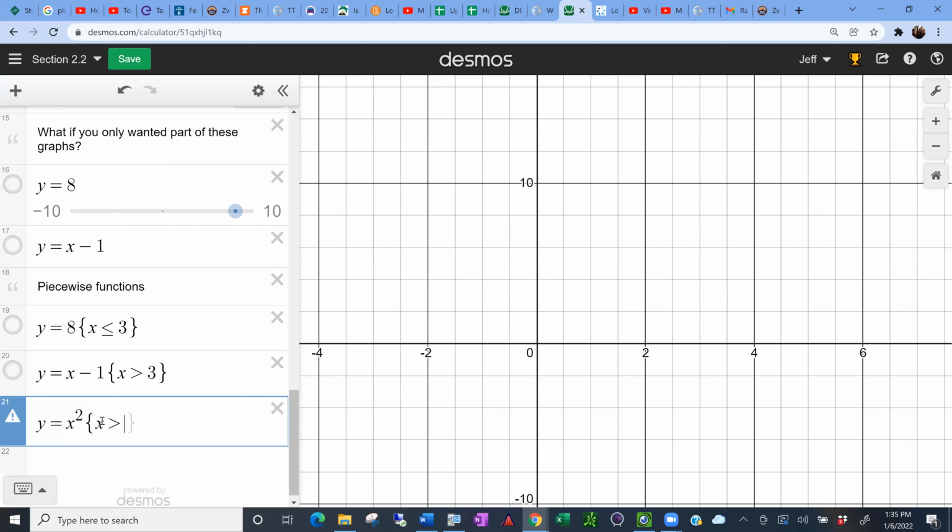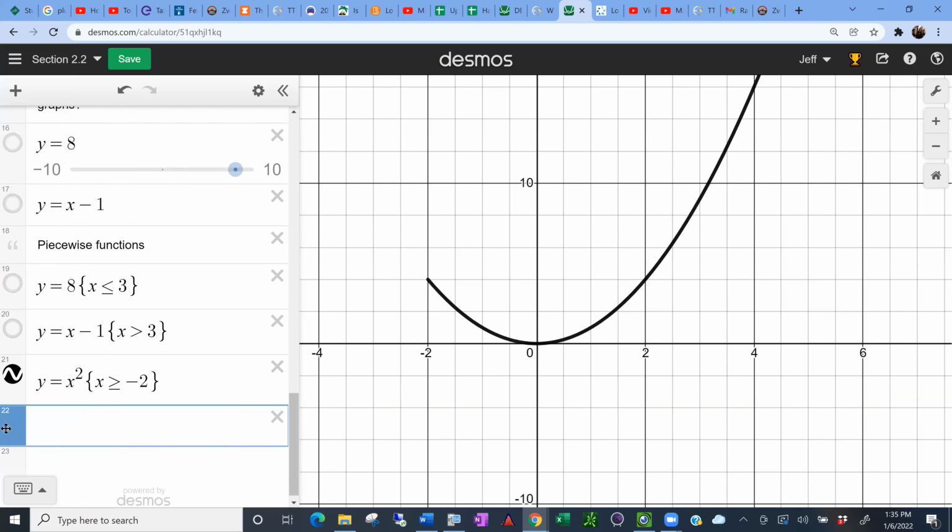Now you got two choices here. If I want greater than or equal to, you can just type in those characters one right after the other. The greater than, and then hit the equal to, and I'll just put it underneath there. And then type in -2, and there you go. You've got a piece of this graph that starts at -2. I could have, had I wanted to, let's type in this function again, y equals x squared.